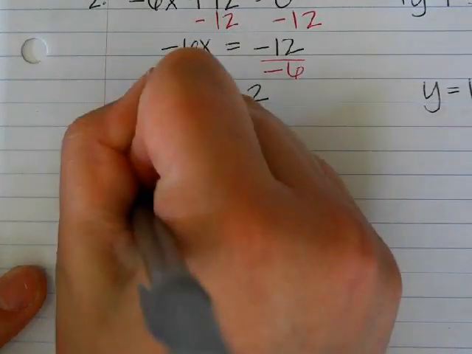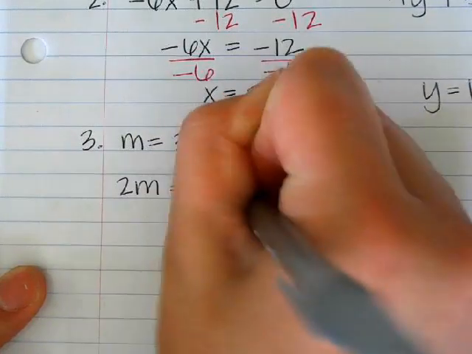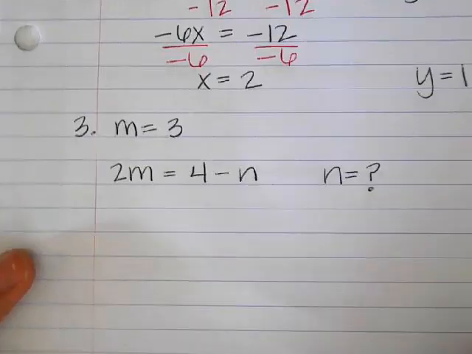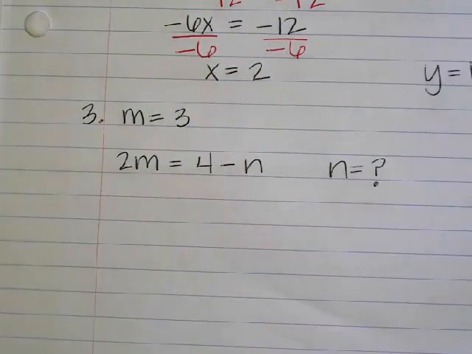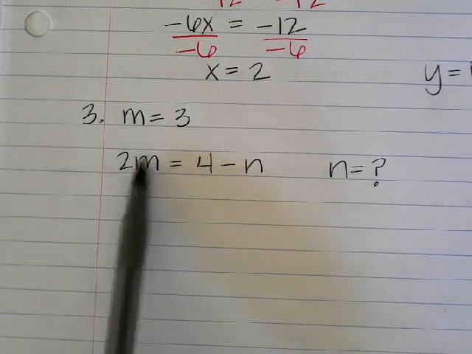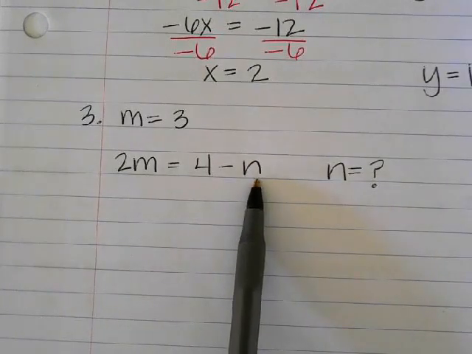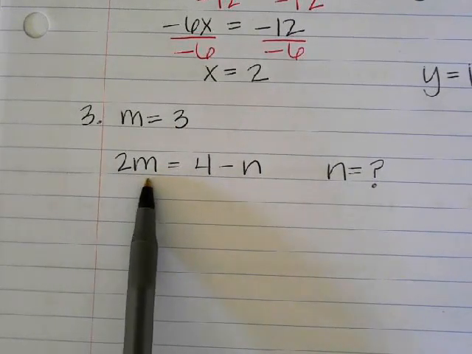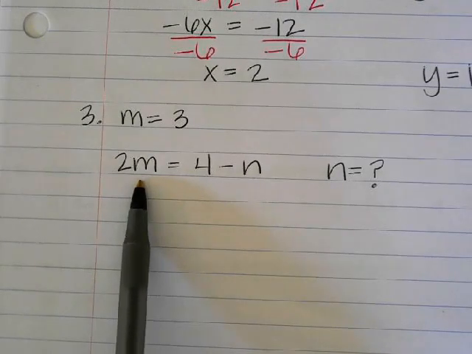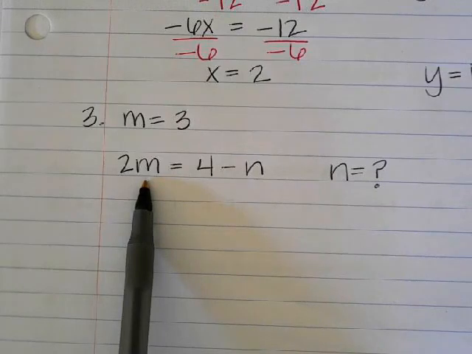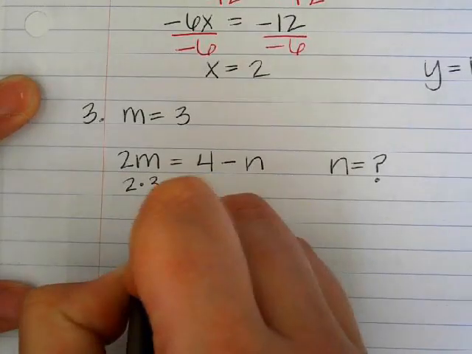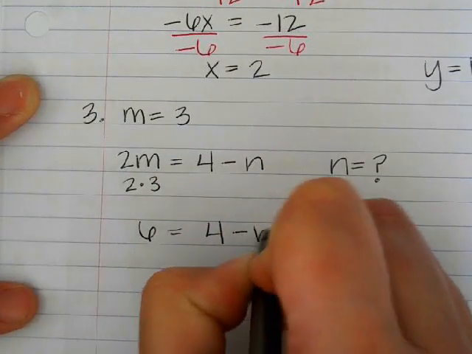So they're making it look like the equation has two things to solve for, but it doesn't. So m equals 3, and then you're going to take this equation and figure out what n equals. If m equals 3, then what does this actually equal on the end here? We got 2m, we're multiplying them. So 2 times 3 is 6. So we have 6 equals 4 minus n. That's the problem that we're actually solving. So they're just asking you to plug in a number before you get started.